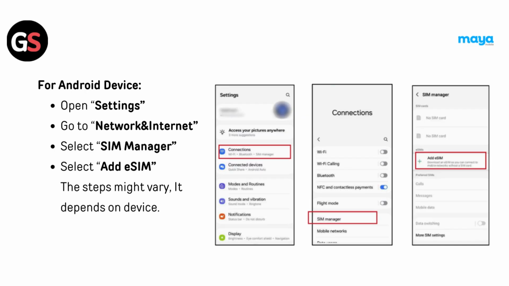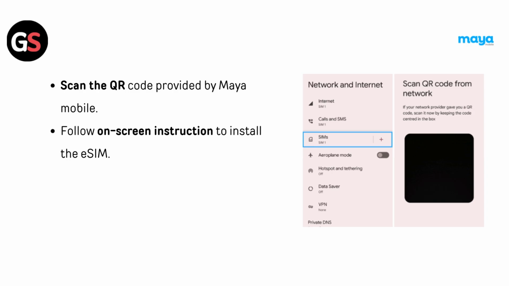For Android device, open settings, go to network and internet, select SIM manager, select add eSIM, then steps might vary, it depends on device. Scan the QR code provided by Maya Mobile, follow on screen instructions to install the eSIM.